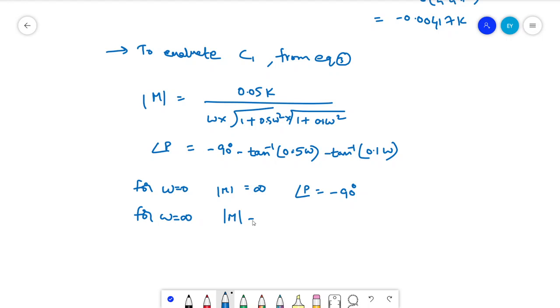Similarly, for omega equal to infinity, the magnitude: substitute infinity in the denominator, and the magnitude will be 0, because if infinity is in the denominator part, the magnitude will become 0. Similarly for the phase, tan inverse of infinity contributes minus 90, and this is also minus 90. So minus 90, minus 90 and minus 90 will become minus 270 degrees.